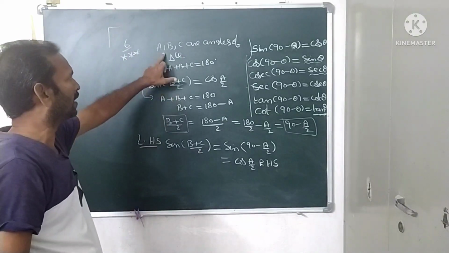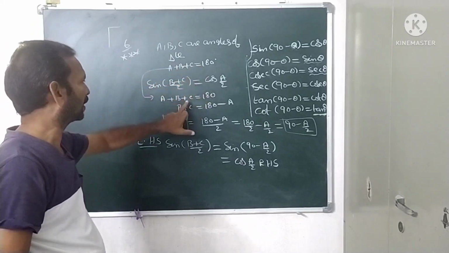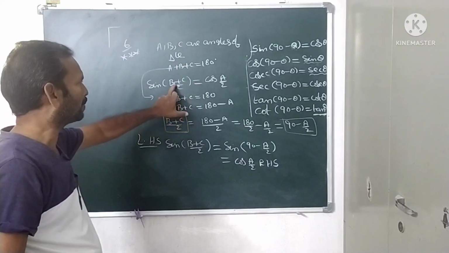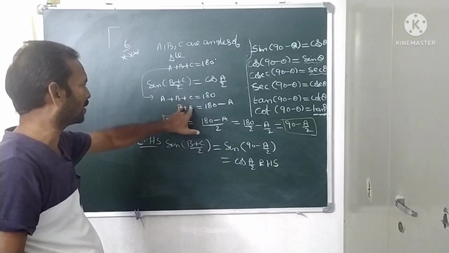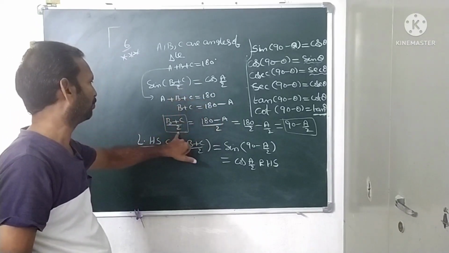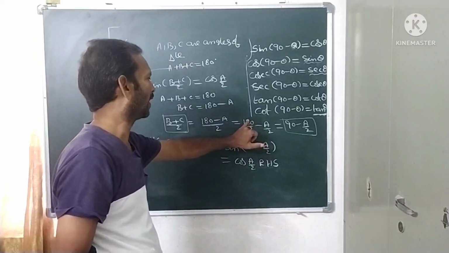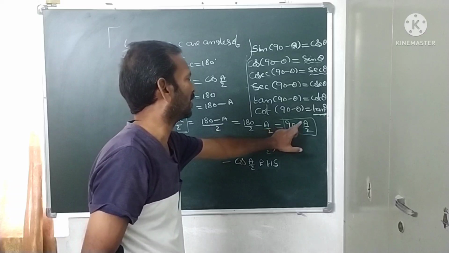What given? Interior angles given. Means all the three angles add means 180 you will get. That only taken. Required for us B plus C by 2. That's why B plus C leave here. A transfer this side. By 2 also required. Separate 2 for this, for this. 180 by 2, 90. Minus A by 2.